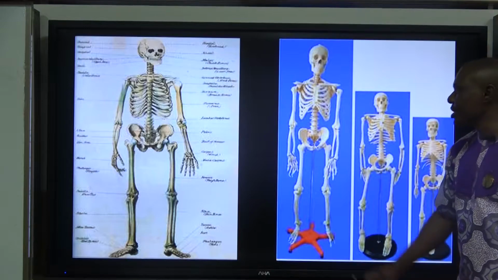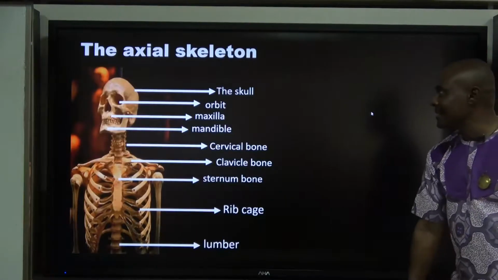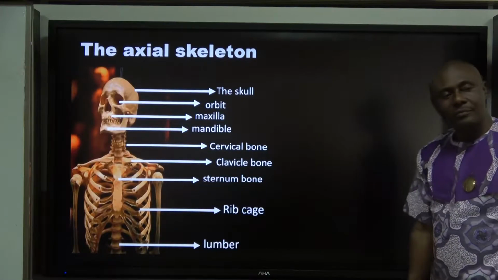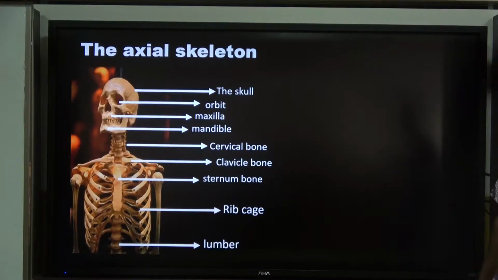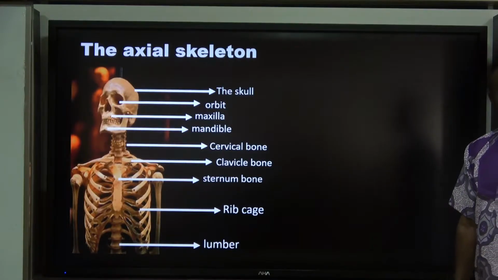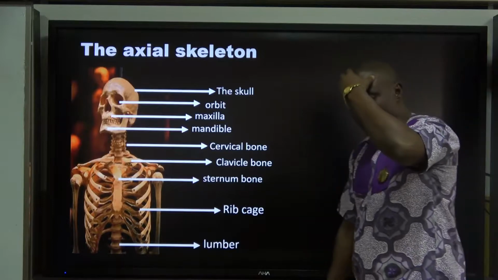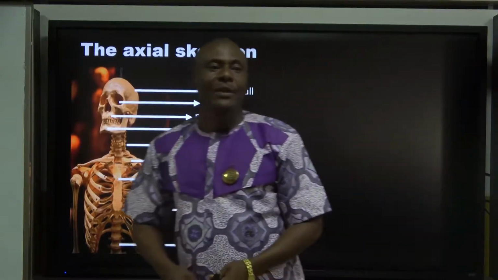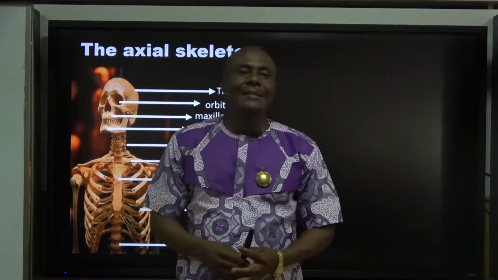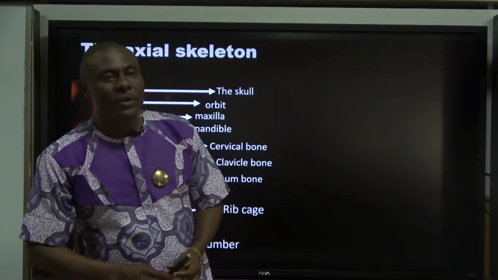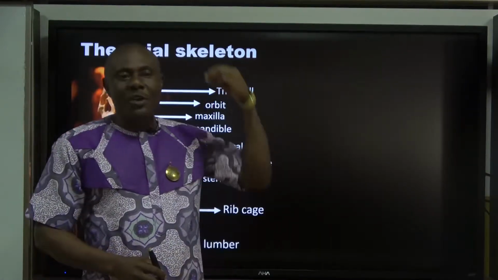This is the skeletal system. Let's start with the axial skeleton. The axial skeleton is made up of the skull. The skull is the bone of the head. That is the skull. Also made up of the bones of the vertebrate column.